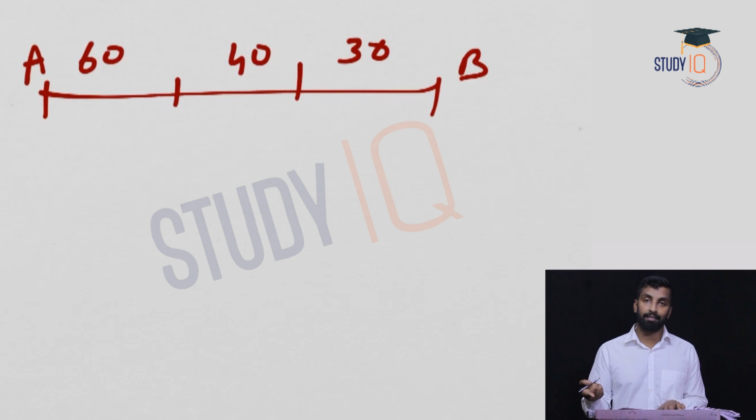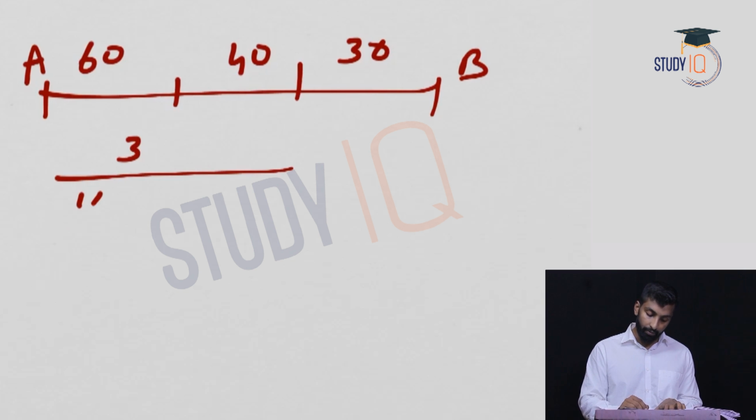Now you have 3 speeds. You need to take the average. You cannot simply take the average. Here you need to take the harmonic mean. That is nothing but 1 by 60 plus 1 by 40 plus 1 by 30.